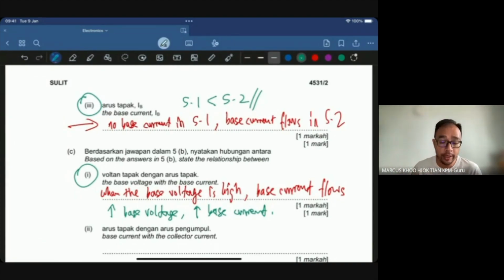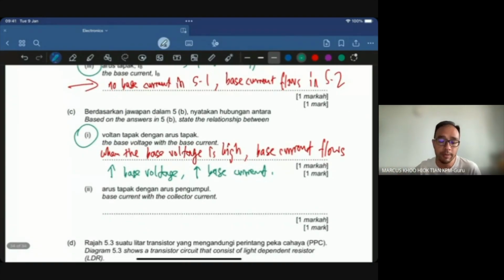I don't think your logic is wrong. The fact that there is base current but it's not big enough for the transistor to flow can. But make sure that when you answer the base voltage with the base current in C1, you answer the green color one because you're already talking about the comparison there. Bigger the base voltage, the bigger the base current.